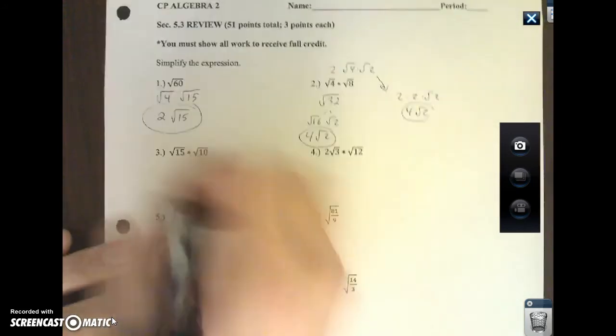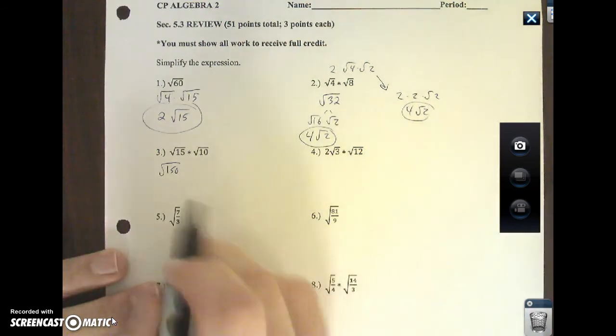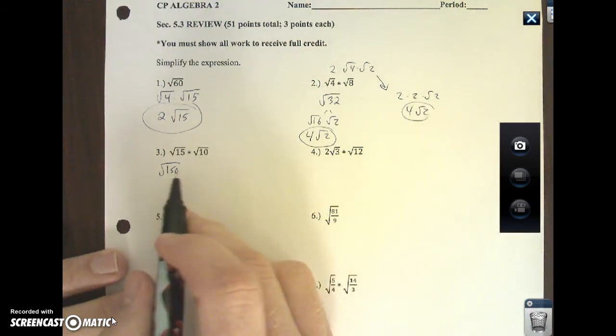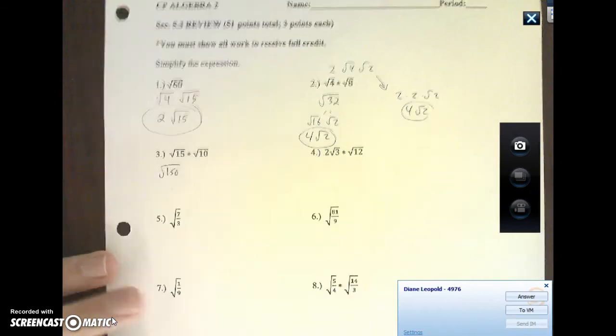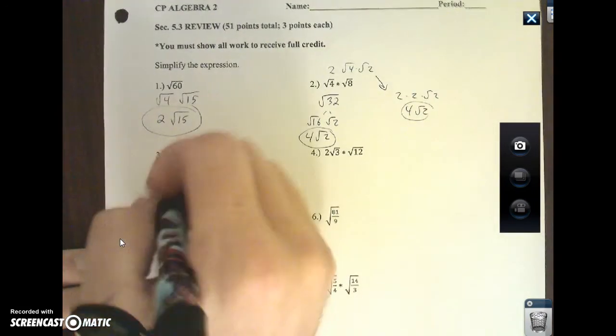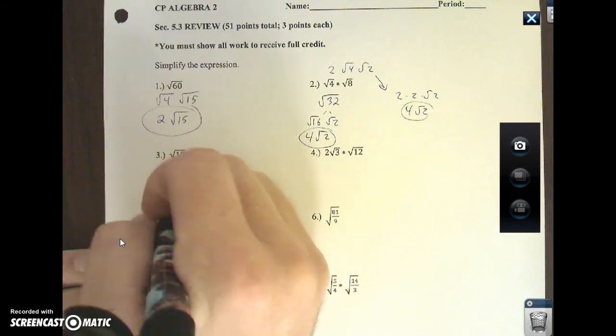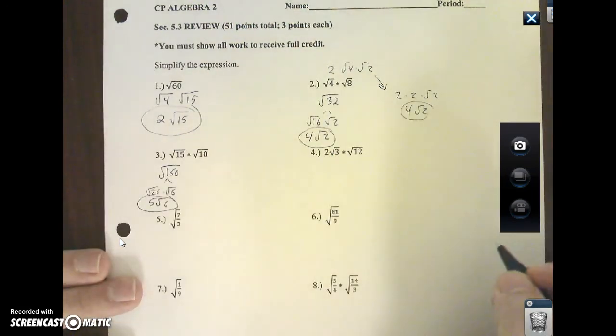15 times 10, 150. Okay. Obviously, whenever we're dealing with numbers ending in 0 or in 5, you're thinking about 25. So 25 can go into that 6 times. 5 root 6. Okay. Cool.